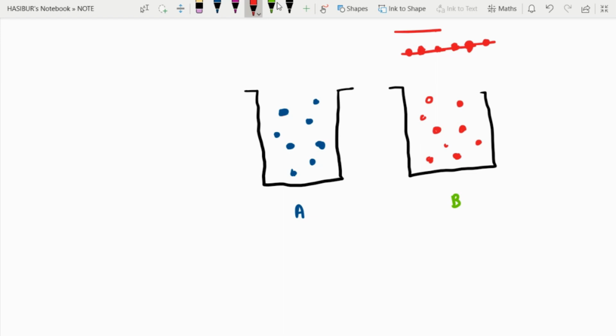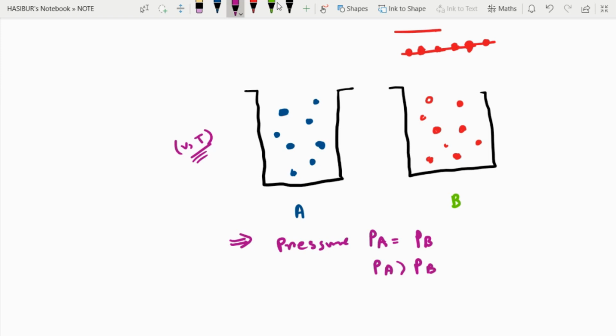The other variables are fixed: their volume is the same, the container has the same volume, and they are at the same temperature. Now my question is, which box will show more pressure: whether Pa equals Pb, or Pa is greater than Pb, or Pa is less than Pb. Let's think about it.